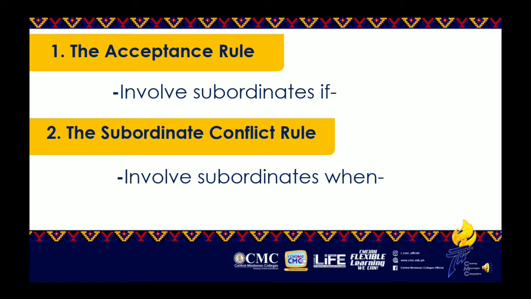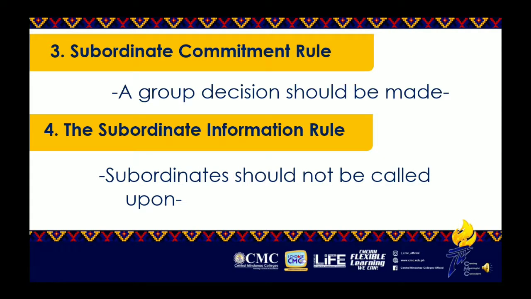accepted. Next, number 3, the subordinate commitment rule. A group decision should be made even when the quality of the decision is not important, but its acceptance is critical and problematic. And the last one is the subordinate information rule. Subordinates should not be called upon to make a decision for which they have insufficient information or expertise.